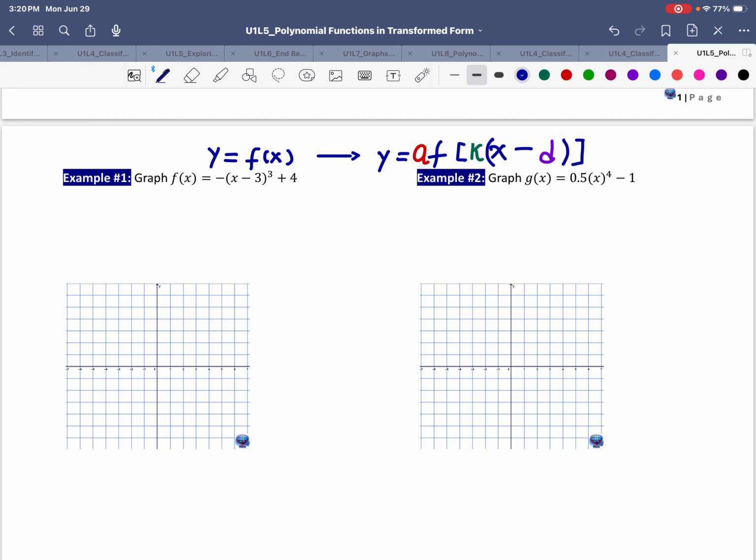And lastly, we will have a coefficient c. This is a number that is added to the entire function. When c is positive, the function will be moving up. If it is negative, it will move down.